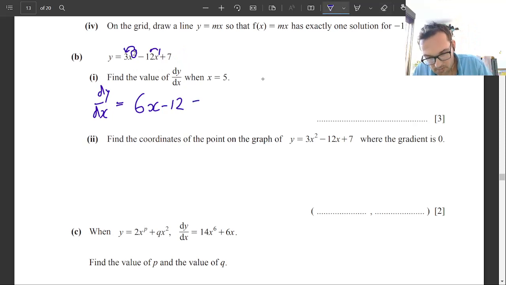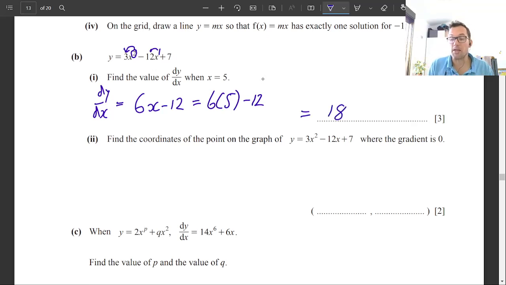All right, it told us now, when x equals 5. So we substitute the 5 in there. So that will be 6 times 5, which is 30, minus 12, gives us the answer 18. That means the gradient at that point is 18. Very steep gradient. Then it says find the coordinates of the point on the graph where the gradient is 0.